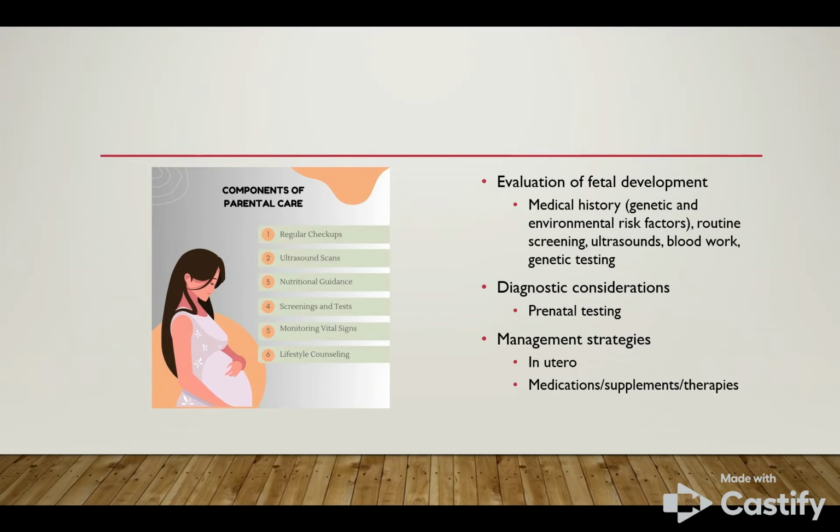Prenatal care is the care that mothers get when they are pregnant. So it's very important that a medical professional evaluates fetal development. They get a medical history, including genetic and environmental factors. Mothers get screening, ultrasounds, blood work, and genetic testing. They are constantly watched during this time period because if an abnormality, a risk factor, or a genetic issue is identified earlier, there can be different pathways taken to support the mother and support the fetus.